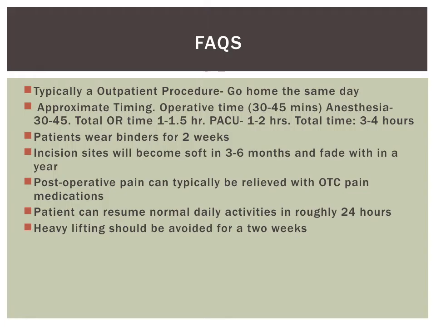Anesthesia typically, to get you anesthetized as well as to wake you up, takes 35 minutes, and that means total OR time is an hour to hour and a half. Typically patients recover in the PACU between 1 to 2 hours, so therefore giving a total time between 3 to 4 hours, however it can be longer. Patients typically wear the binder for about 2 weeks. The 4 incision sites typically become soft within 3 to 6 months, and the actual scar will fade within a year.